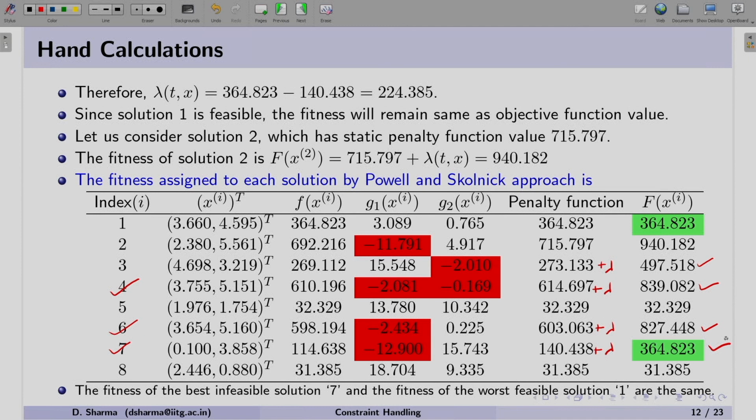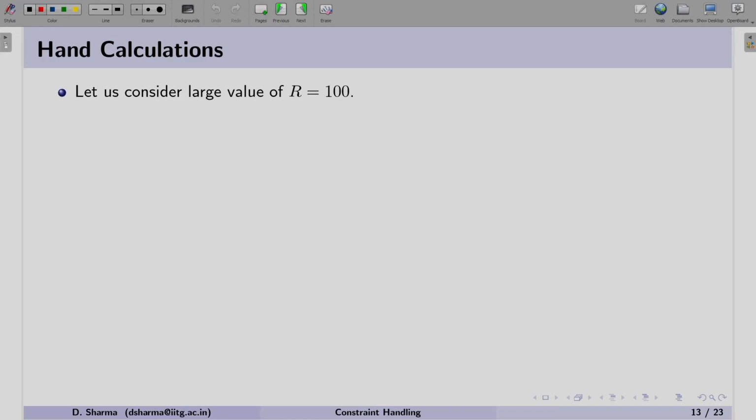As mentioned earlier, solution number 7 was the best infeasible solution, and solution 1 was the worst feasible solution. Looking at their fitness values, we can see that both of them have the same fitness value, and that is what this method does: the fitness of the worst feasible solution is the same as the fitness of the best infeasible solution. Now, here we performed the previous analysis with a small value of r, which is 2.